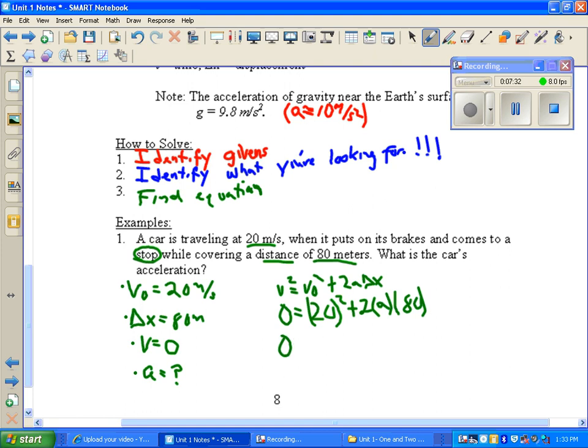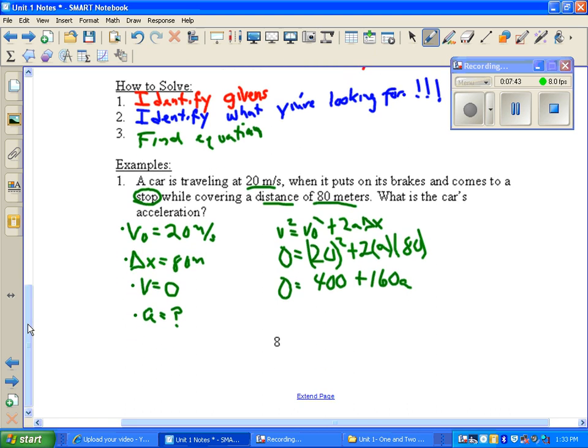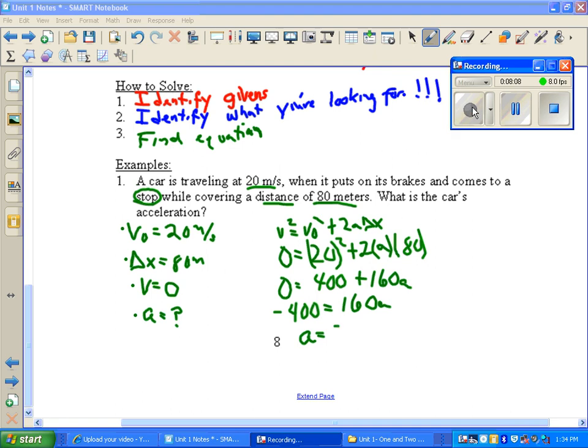Now, as I do this, this is 0. 20 squared is 400, plus 160, because 2 times 80 is 160 times A. Then my next step, I would subtract 400 from both sides. You'll notice that I don't show all of the detail, and you don't have to. In math class, I like to show minus 400 on one side, minus 400 on the other side. It's neater and quicker to do it this way. If you want to show all the steps, you can, though. And then my last step, I would divide by 160, and I would get A equals negative 2.5 meters per second squared.